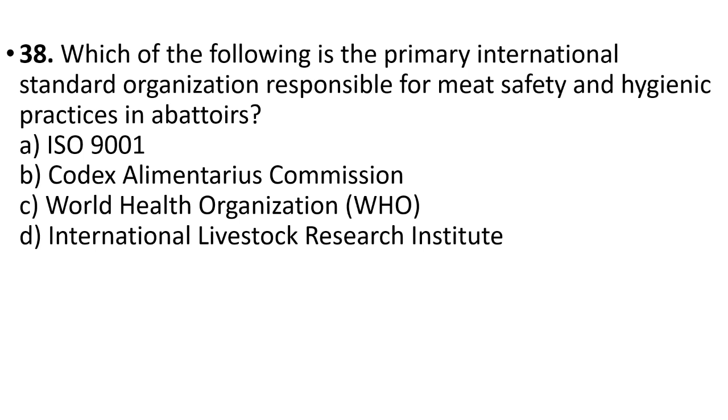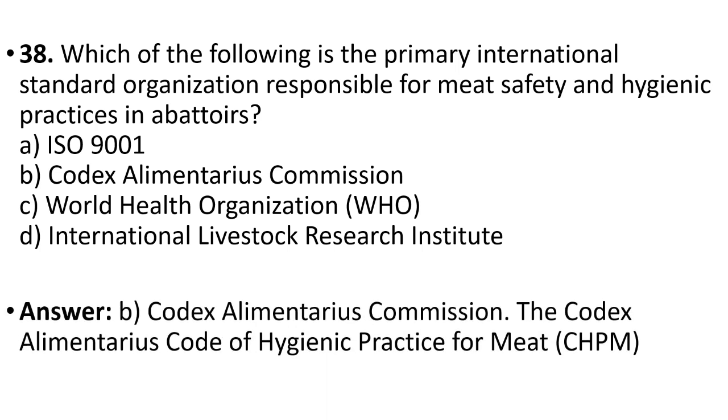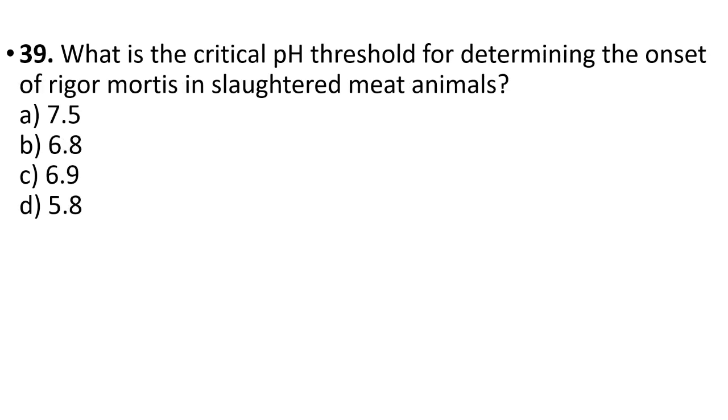38. Which of the following is the primary international standard organization responsible for meat safety and hygienic practices in abattoirs? ISO 9001, Codex Alimentarius Commission, World Health Organization, International Livestock Research Institute. Your answer is option B, Codex Alimentarius Commission, the Codex Alimentarius Code of Hygienic Practice for Meat, CHPM. Question number 39. What is the critical pH threshold for determining the onset of rigor mortis in slaughtered meat animals? 7.5, 6.8, 6.9, 5.8.